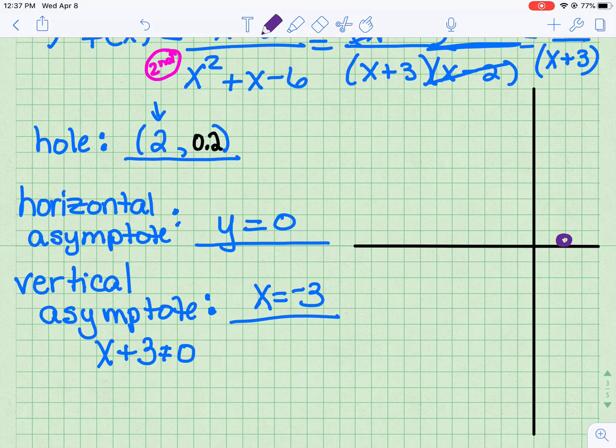So all I did was put a hole right here. And now I'm going to draw in my asymptotes. So my first asymptote is y equals 0. And then my other asymptote is x equals negative 3.